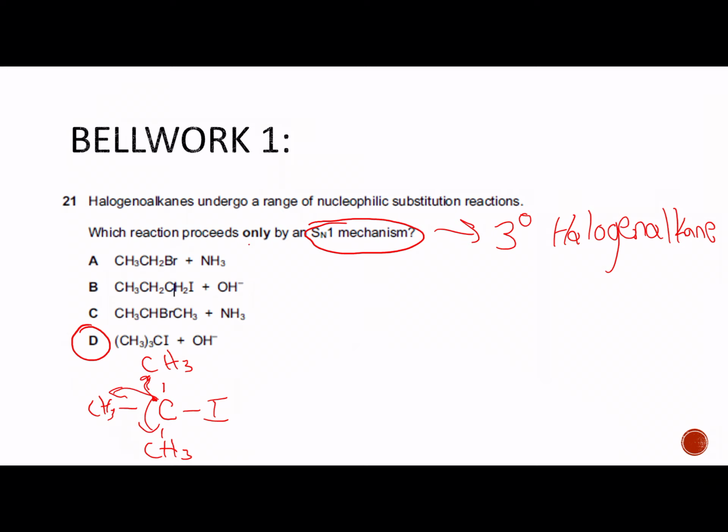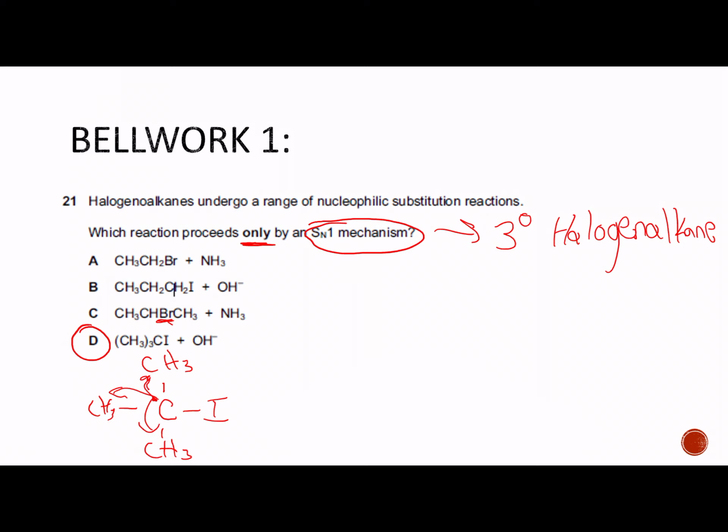Now, notice the word only. The reason why that is important is because in C, technically, this could have happened with an SN1 or an SN2 reaction when you have a secondary halogen alkane. But because this was a tertiary halogen alkane, it will only favor the SN1 mechanism. Good job if you remembered.